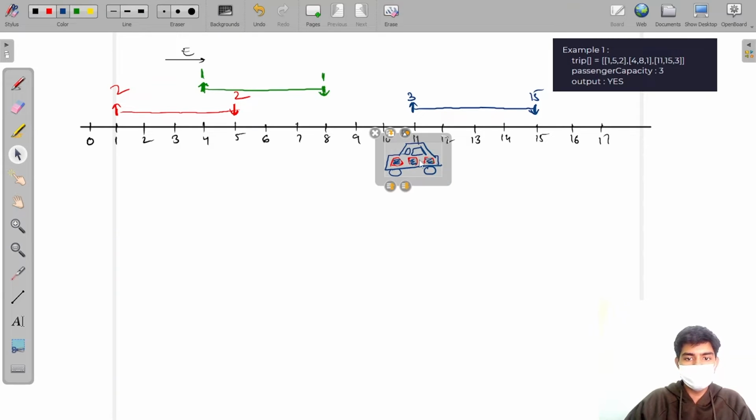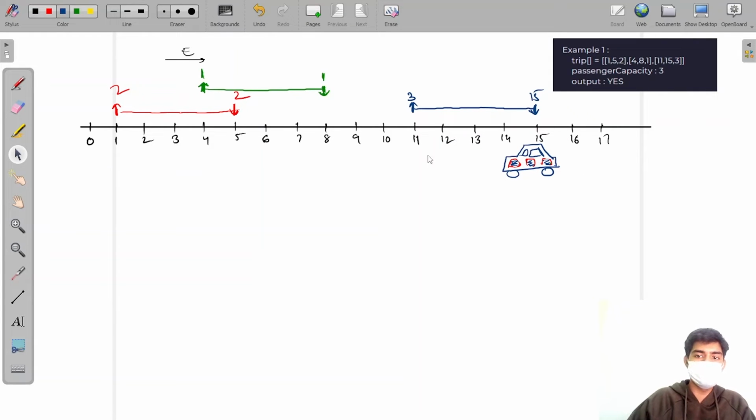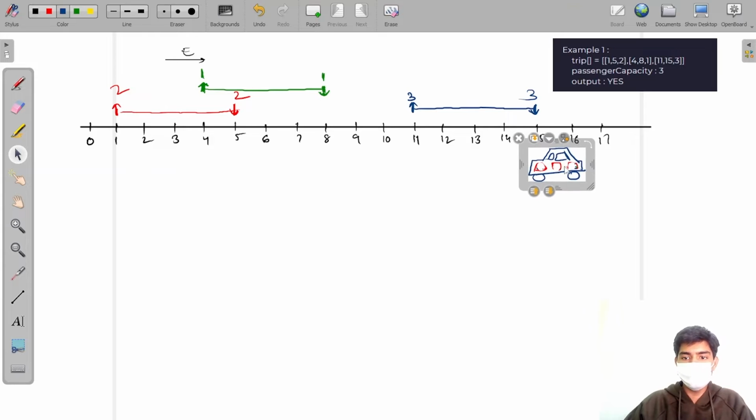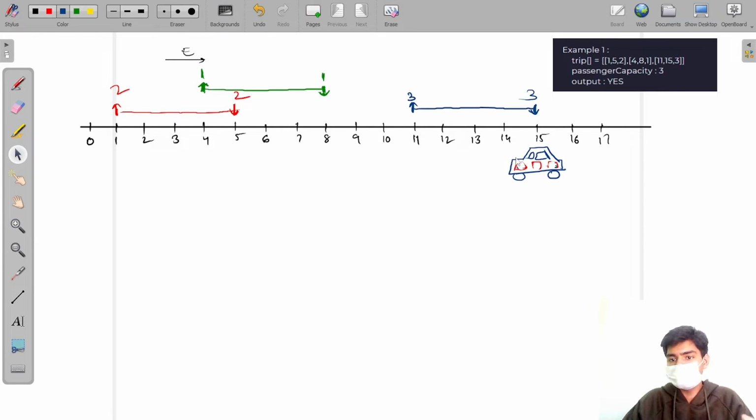And after picking up three passengers, I move forward and drop off these three passengers at 15, right? At no moment was there a point where I had more passengers than my passenger capacity. Every time I had three seats available, and every time it was either full or half full.